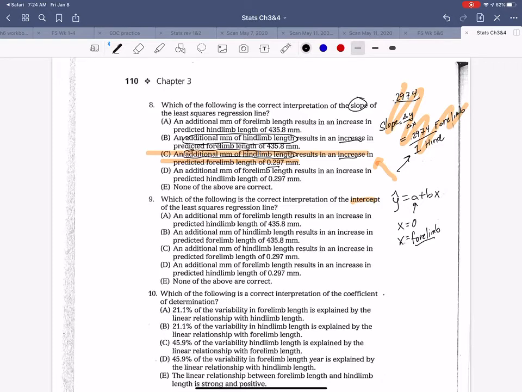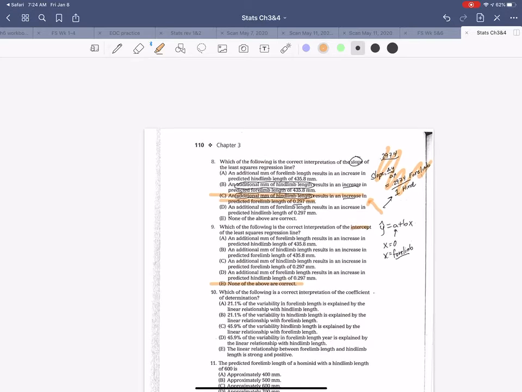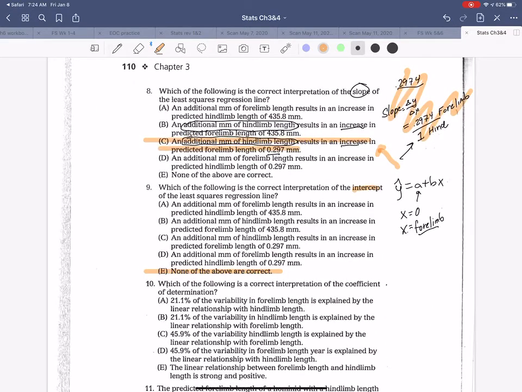So I'm going to pick E. None of these are correct. These are trying to talk about slope. None of them are trying to talk about when forelimb is 0. Okay? They all need to talk about when the forelimb is 0.